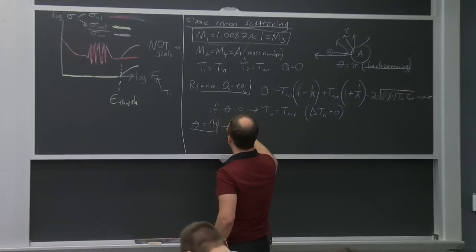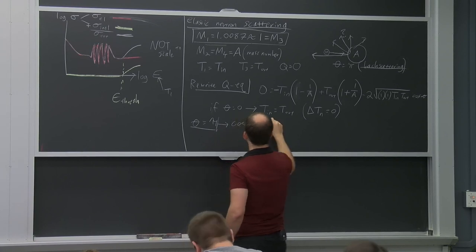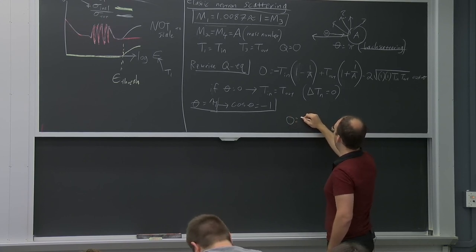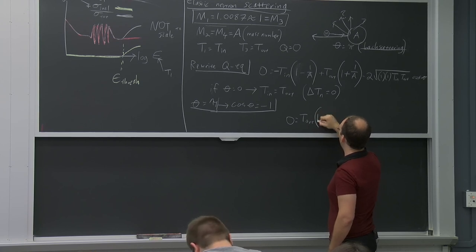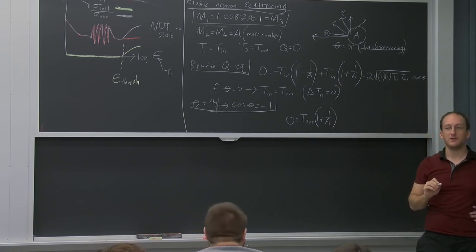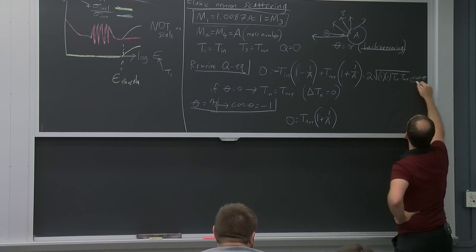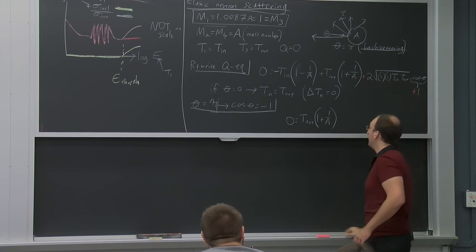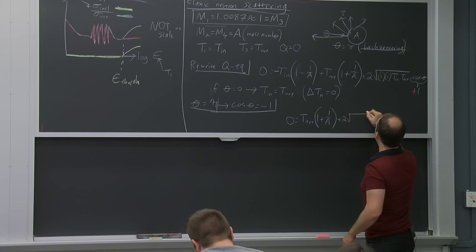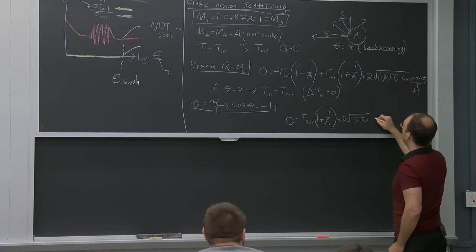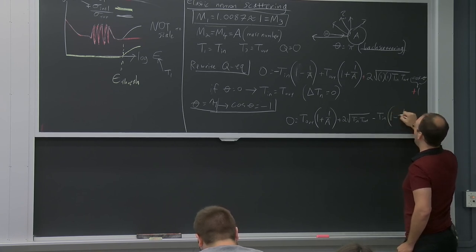So in the case of theta equals pi, we're going to substitute in theta equals pi. Therefore, cosine theta equals negative 1. And we have an even easier equation. 0 equals, let's just say, T out times 1 plus 1 over A. I'm going to arrange these terms in order of their exponent for T out, since that's our variable again. And if this is negative 1, then the two minus signs cancel conveniently. And we have plus 2 root T in T out. And we have minus T in times 1 over 1 minus A.